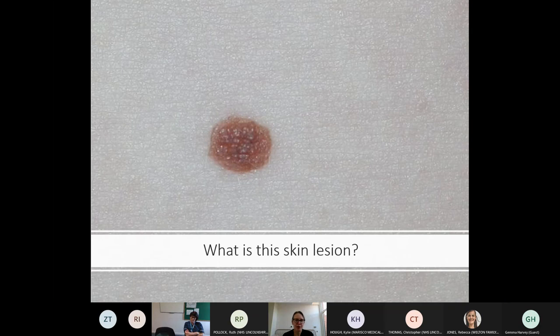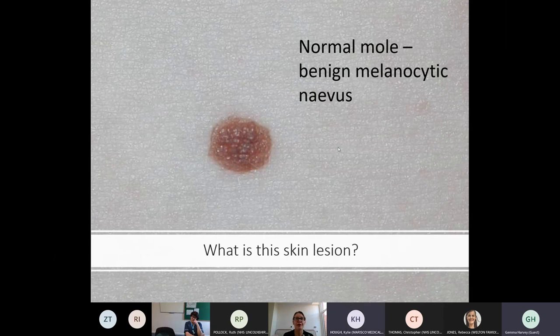So what do you think of this? If somebody came and said, I want you to have a look at my mole, and they showed you this, what would you be thinking? That it's a normal mole. It's a good shape, even colour. Yeah, absolutely. This is exactly what you say, a normal mole, and a dermatology name for that is benign melanocytic nevus. So nevus is a word that means mole, benign because it's fine, and melanocytic because it's the pigmented cells. So normal mole is absolutely perfect.